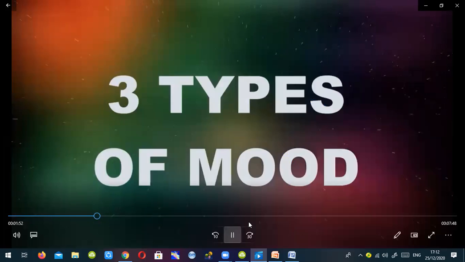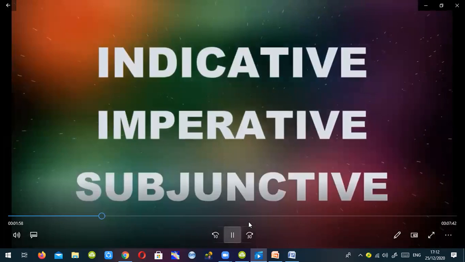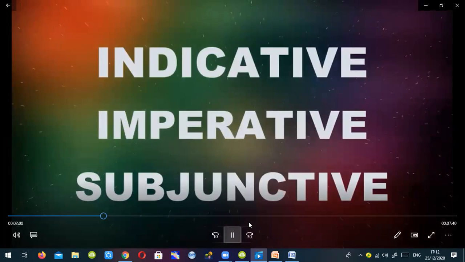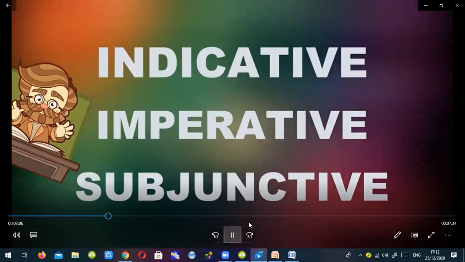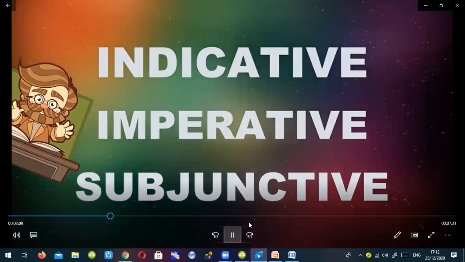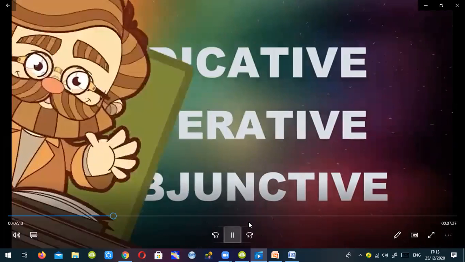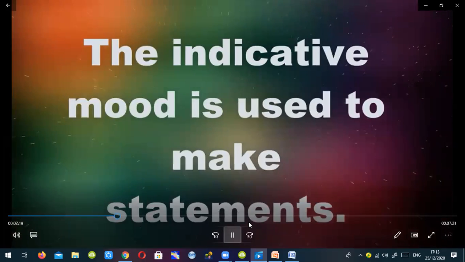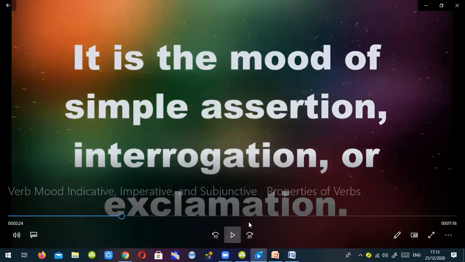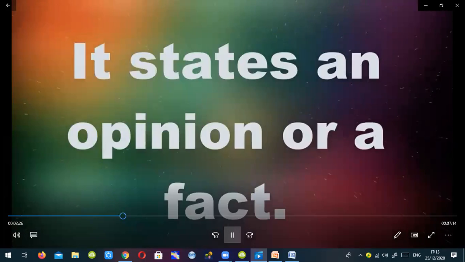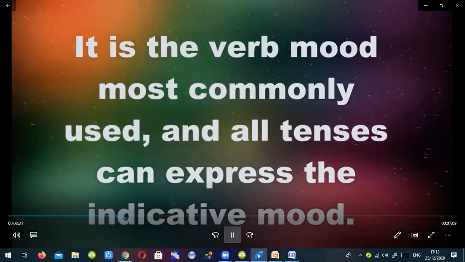Let's go on to learn about the 3 types of verb mood. The 3 moods are the indicative, the imperative, and the subjunctive. Before we go on, it is important to note that some grammarians classify the interrogative and the conditional as separate moods. In this lesson, we will put the interrogative with the indicative and the conditional along with the subjunctive. Let's start with the indicative mood. The indicative mood is used to make statements. It is the mood of simple assertion, interrogation, or exclamation. It states an opinion or a fact. It is the verb mood most commonly used, and all tenses can express the indicative mood.